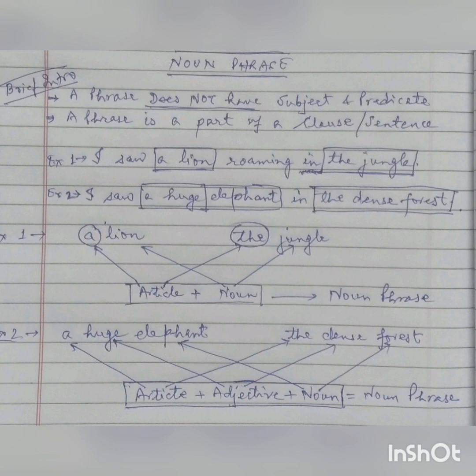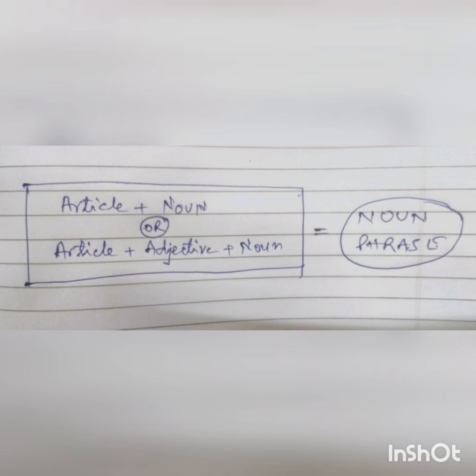Let us see example number 2. The first boxed words, a huge elephant, and the second boxed words, the dense forest. In a huge elephant, you can see there are 3 words: a, huge and elephant, where elephant is a noun, huge is an adjective, and a is an article. So you see an adjective is introduced between an article and a noun. So the structure goes like that: article plus adjective plus noun. And in the dense forest also, the article the is followed by an adjective and then a noun. So what is the final structure? Article plus noun or article plus adjective plus noun. These two are the structures of a noun phrase. That you have to keep in mind always. And that is what a noun phrase is.